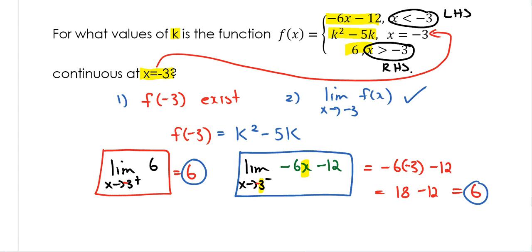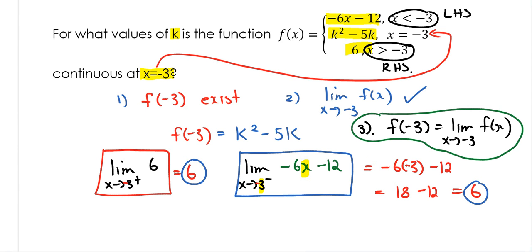And for the third part of my continuity definition, I have to show that f of negative 3 must equal the limit as x approaches negative 3. Okay, so in order to satisfy this third part right here, I know that my limit here, highlighted in yellow, is going to equal a value of 6. So I'm just going to delete this now, and I will put a 6 here.